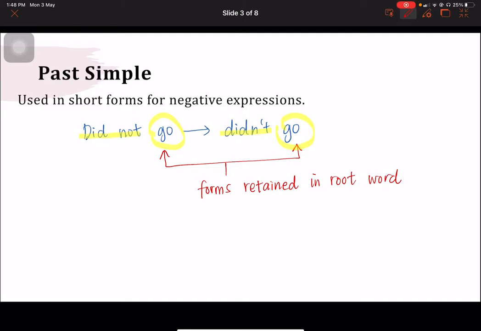The verb is written in root word form. You don't change it, because here it is already changed. So if you notice the changes, the verb we don't change. Please take note of this. You don't say did not went. That is wrong. We say we did not go or didn't go.